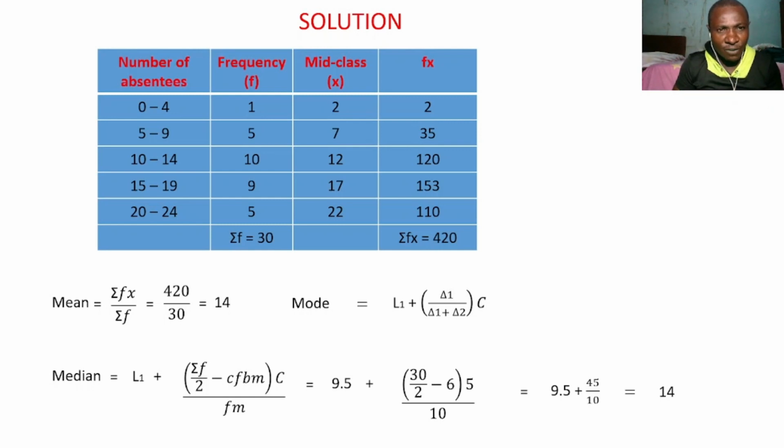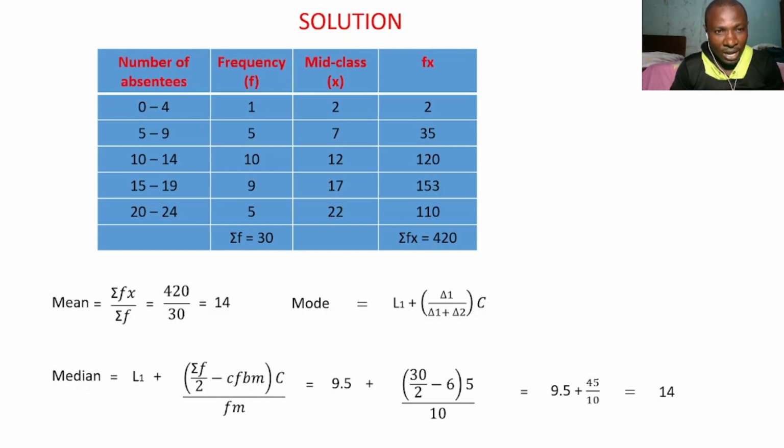Now if you look at the frequency column on the screen, you will notice that the highest frequency is 10. So if you trace it to your left under the number of absentees, you will notice that our modal class is 10 to 14. In this case, it is still the same as the median class, but that is not always the case. Sometimes it can be the same, at some other times it can be different. So there's no need for you to say that in any question you are solving, once the median class is this, the modal class will still be the same thing.